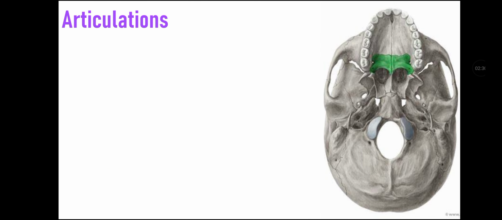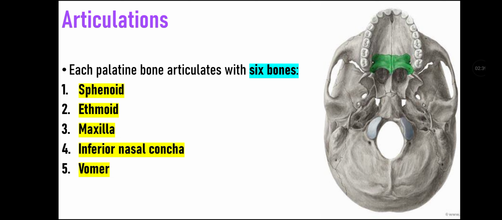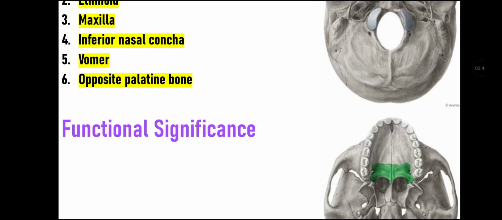Now let's talk about articulations of palatine bone. Each palatine bone articulates with 6 bones. They include sphenoid bone, ethmoid bone, maxilla, inferior nasal conchae, vomer, and opposite palatine bone. So they are the 6 articulations of every palatine bone.